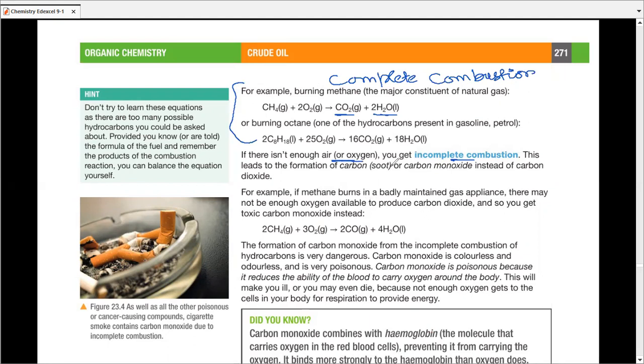If there is not enough amount of oxygen, this leads to the formation of carbon soot or carbon monoxide instead of carbon dioxide. For example, if methane burns in a badly maintained gas appliance or in a closed room or in a poorly ventilated area, there won't be enough oxygen to produce carbon dioxide. So you're going to get toxic carbon monoxide instead.